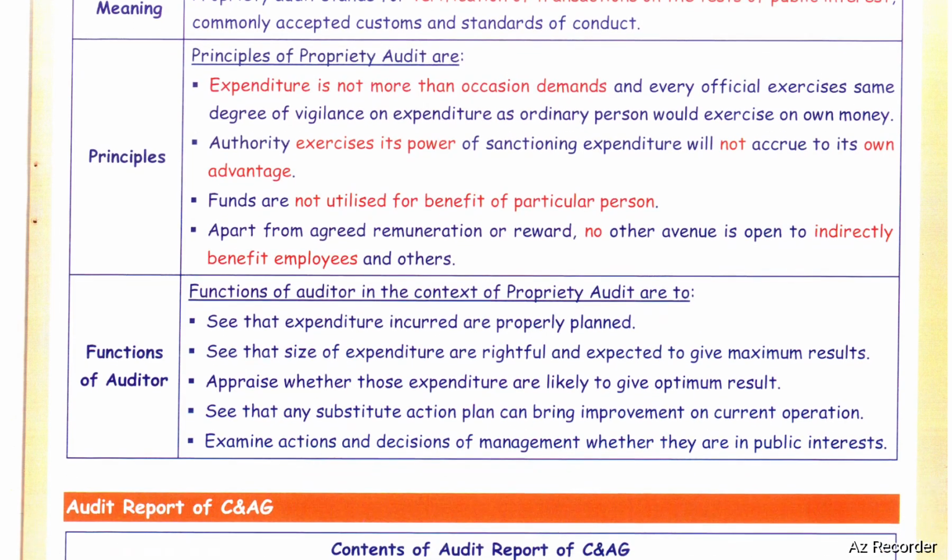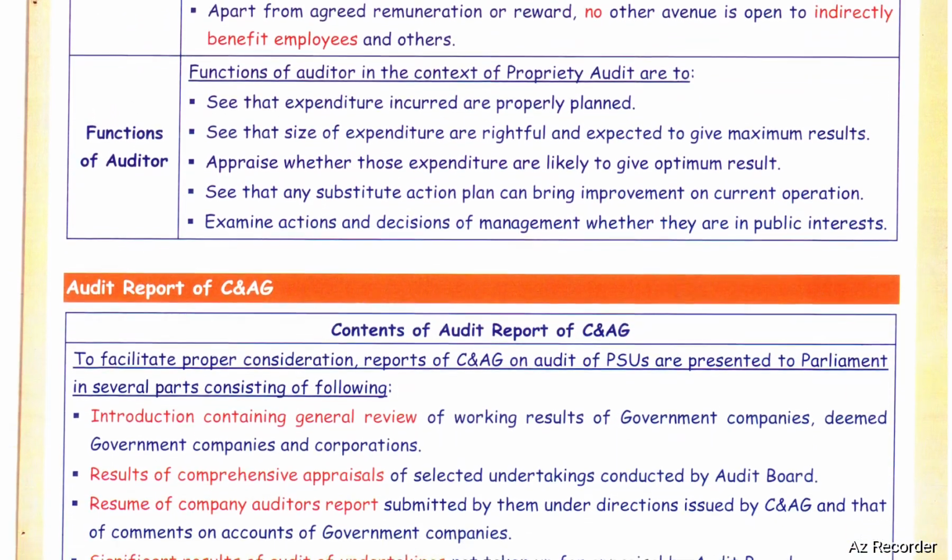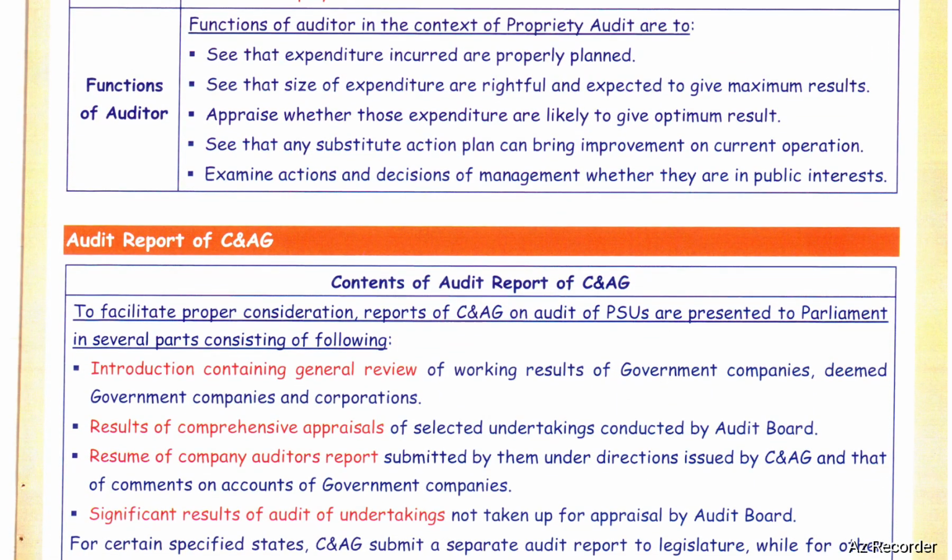Functions of auditor in the context of propriety audit are to see that expenditures incurred are properly planned, see that the size of the expenditure is rightful and expected to give maximum results, appraise whether those expenditures are likely to give optimum result, see that any substitute action plan can bring improvement on current operation, and examine actions and decisions of management as to whether they are in public interest.